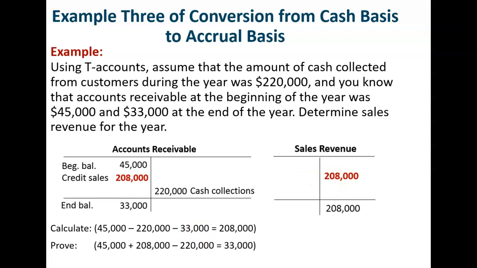The cash basis sales revenue, of course, was $220,000. As a matter of fact, on the cash basis, there would be no such account as accounts receivable. There would be no beginning balance, there would be no ending balance on a cash basis set of books. And the journal entry when you received the cash collections from your customers would be a debit to cash and a credit to sales revenue.